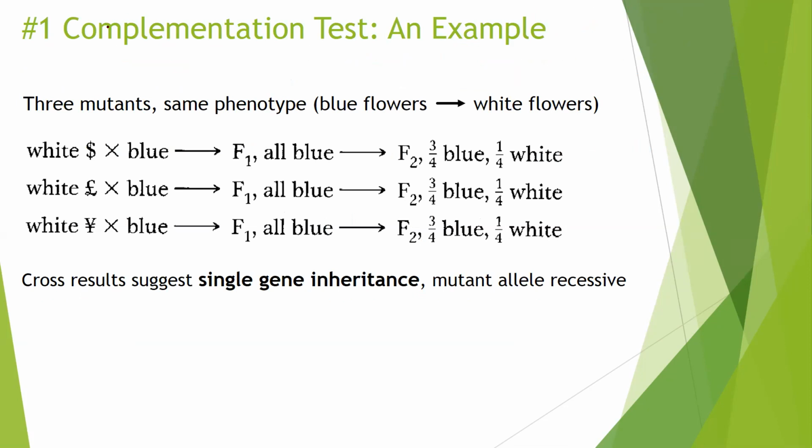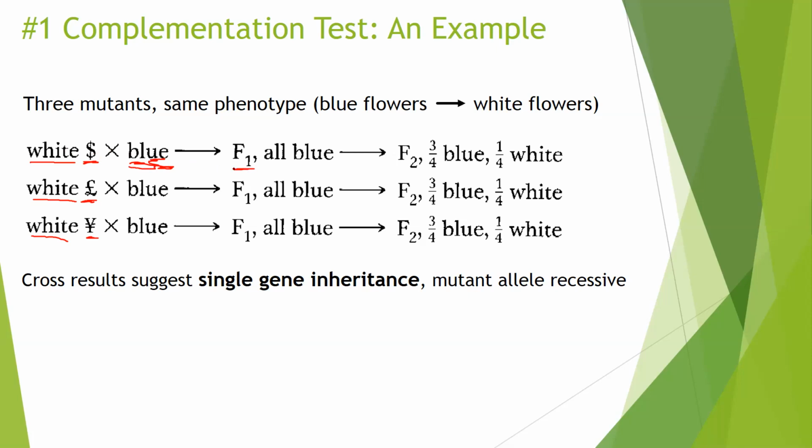Suppose we have a flower, and the wild type is the blue color. Wild type is the blue color, and for some reason there are some mutants. So the white colored flower is the mutant. So we have 3 mutant lines. We use different money signs to represent 3 different mutant lines: the U.S. dollar, the British pound, and the Chinese yuan. Okay, this represents 3 mutant lines.